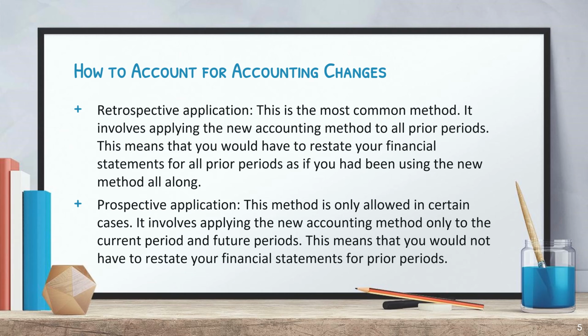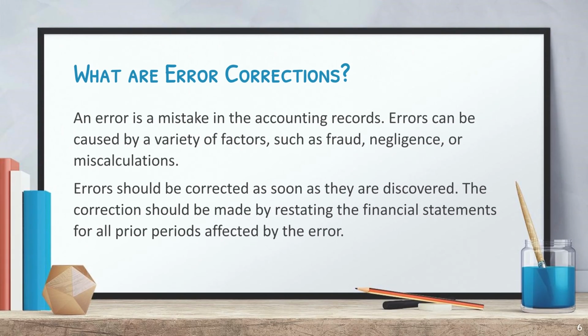There are two main ways to account for accounting changes. Retrospective application. This is the most common method. It involves applying the new accounting method to all prior periods. This means that you would have to restate your financial statements for all prior periods as if you had been using the new method all along. Prospective application. This method is only allowed in certain cases. It involves applying the new accounting method only to the current period and future periods. This means that you would not have to restate your financial statements for prior periods.